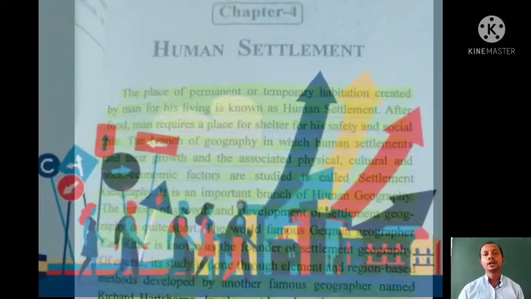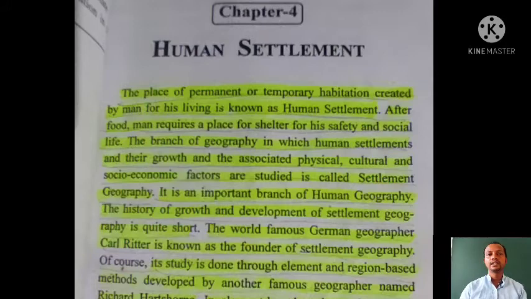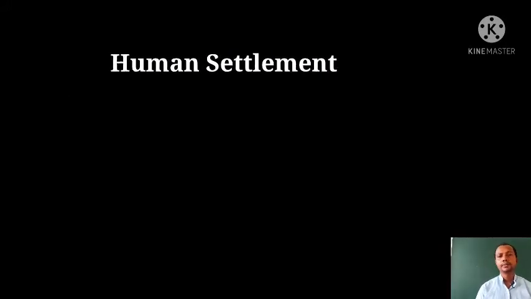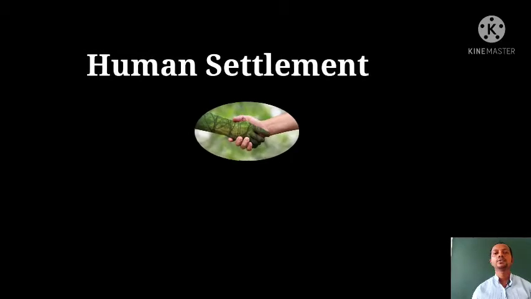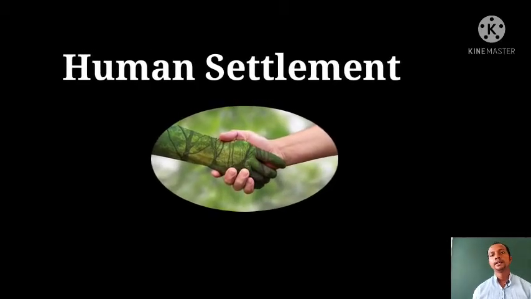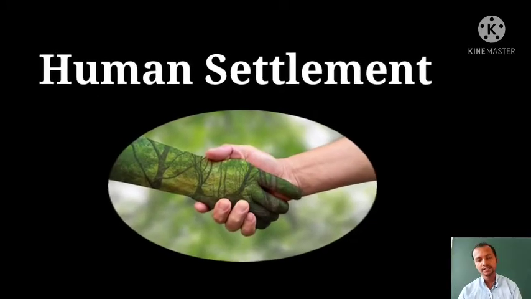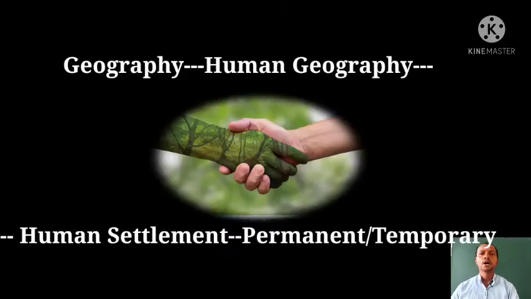So according to the need of a person only, living in a place is happening. That means in human settlement, we see the relationship between man and nature. Overall, human geography is one part of geography, and in human geography we see the relationship between man and the natural environment. Another part of human geography is human settlement, and within that we study settlements, be they permanent or temporary.